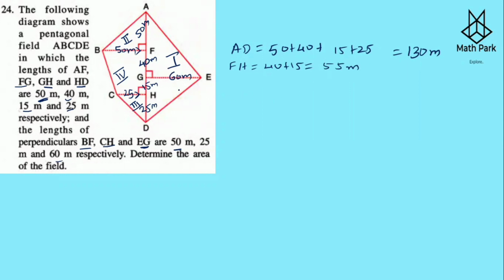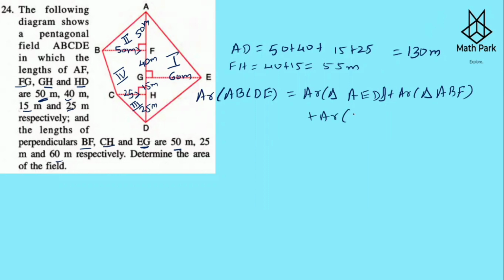Now let us directly calculate the area. So we have area of ABCDE is equal to area of triangle AED plus area of triangle ABF plus area of trapezium BFHC plus area of triangle CHD. Got it? So these are the areas.